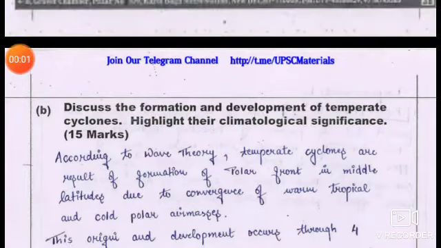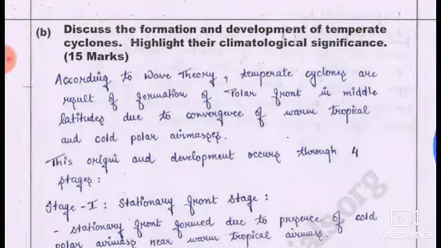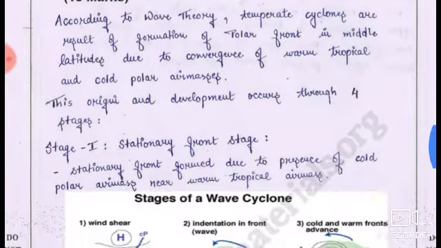Discuss the formation and development of temperate cyclones and highlight their climatological significance. According to the wave theory, temperate cyclones are the result of the formation of a polar front in the middle latitudes due to the convergence of warm tropical and cold polar air masses. This origin and development occurs through four stages.